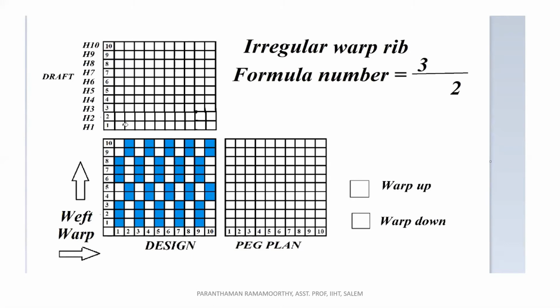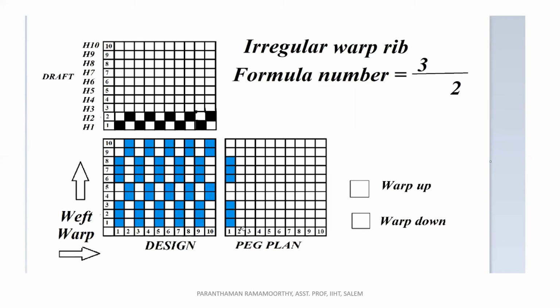Next, the drafting arrangement. The first end runs through the first heald frame, then the second end runs through the second heald frame. The odd number ends are the same as the first end, so those are run through the first heald frame, and even number ends are run through the second heald frame.